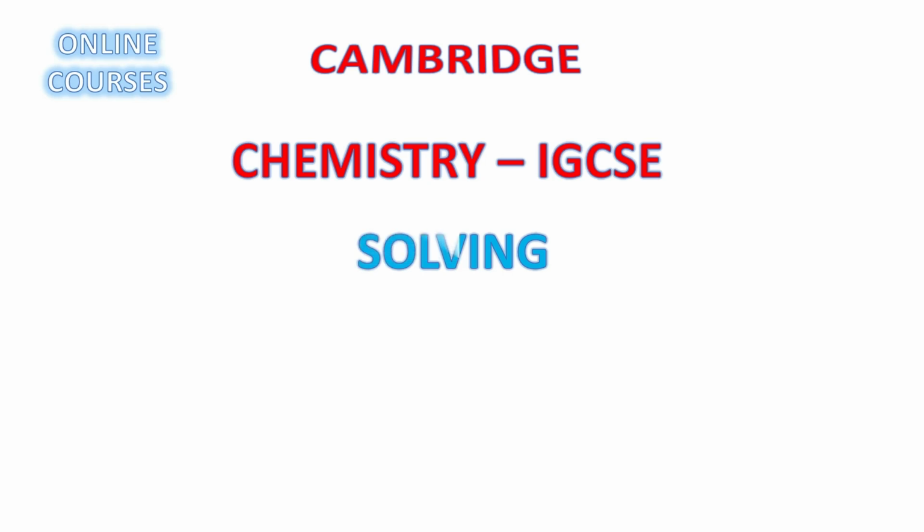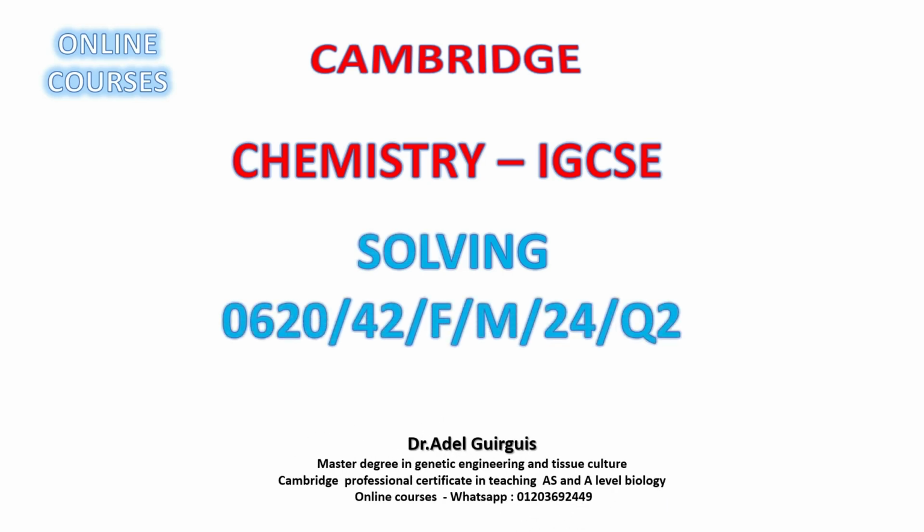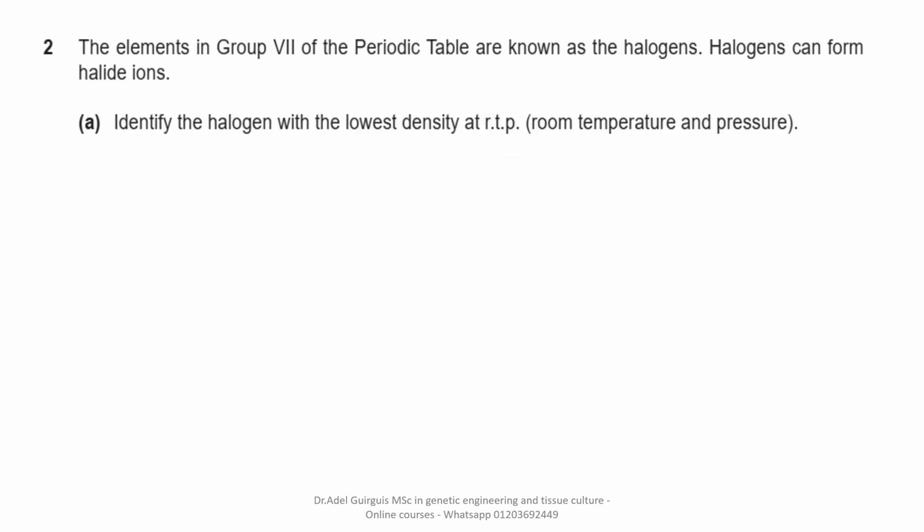In this session we will solve question 2, paper 42, February March 24. Let's start. The elements in group 7 of the periodic table are known as the halogens. Halogens can form halide ions. Letter A identifies a halogen with the lowest density at RTP. RTP means room temperature and pressure.